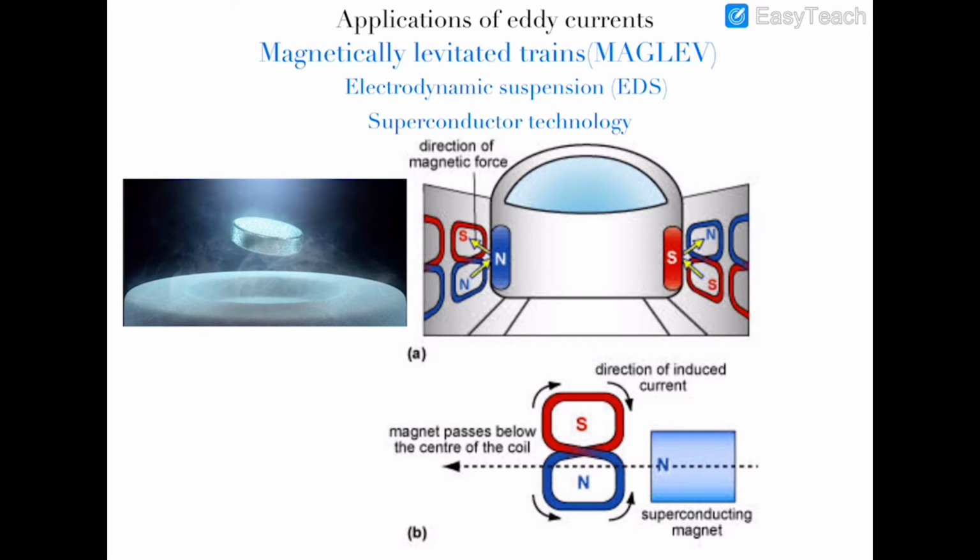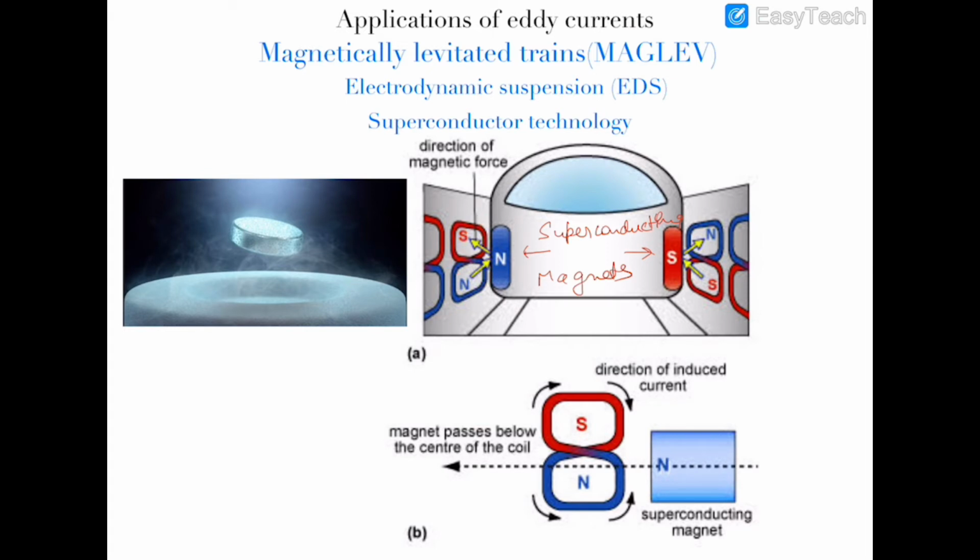Now, first of all, unlike the electromagnetic suspension, these trains have huge superconducting magnets fixed on their sides. You can see that. So these are superconducting magnets. Now these are the conducting coils which are arranged on the side of the track. So these are the walls of the track, and these are coils which are arranged in the form of an 8.